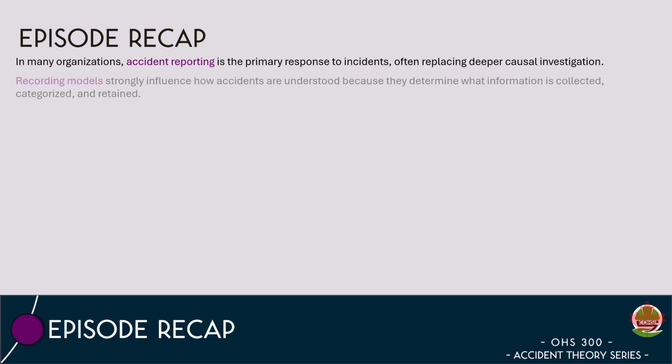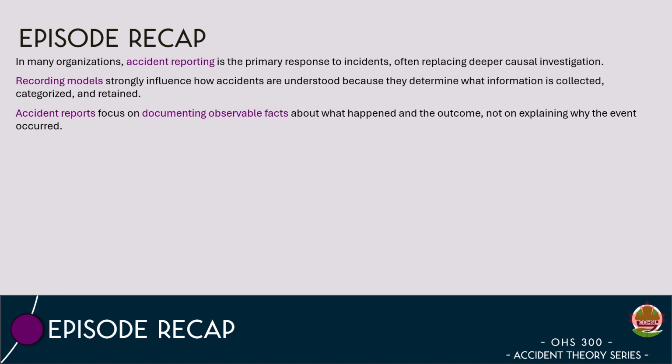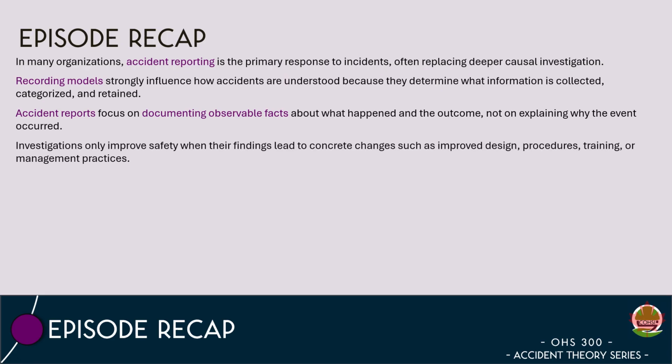In episode 17, we looked at accident reporting and coding. The key concepts we learned in this episode are: in many organizations, accident reporting is the primary response to incidents, often replacing deeper causal investigation. Recording models strongly influence how accidents are understood because they determine what information is collected, categorized, and retained. Accident reports focus on documenting observable facts about what happened and the outcome, not on explaining why the event occurred. Investigations only improve safety when their findings lead to concrete changes such as improved design, procedures, training, or management practices.